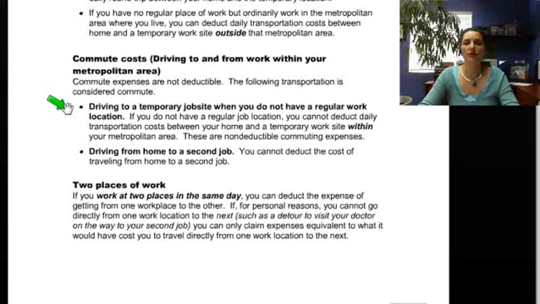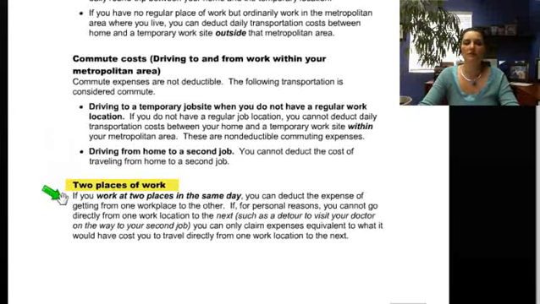So if you do not have a regular job location, you cannot deduct daily transportation costs between your home and the temporary work location within your metropolitan area. These are considered to be non-deductible commute expenses. If you are driving from home to a second job, you also cannot deduct the cost of traveling from home to a second job. But what happens if you have two places of work?